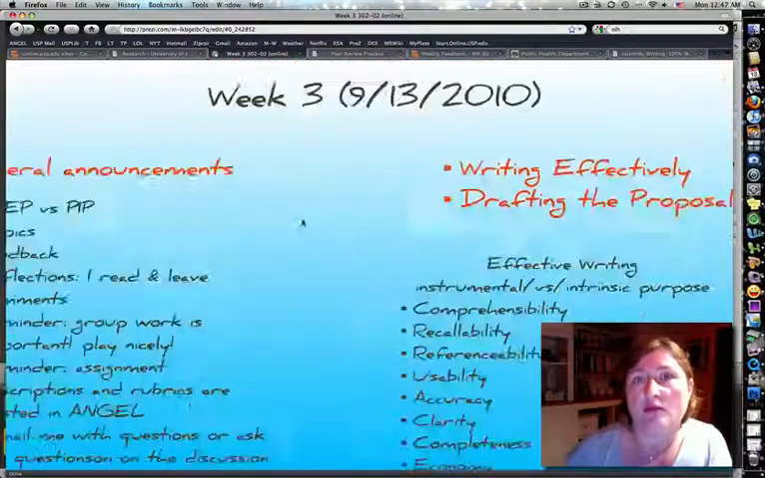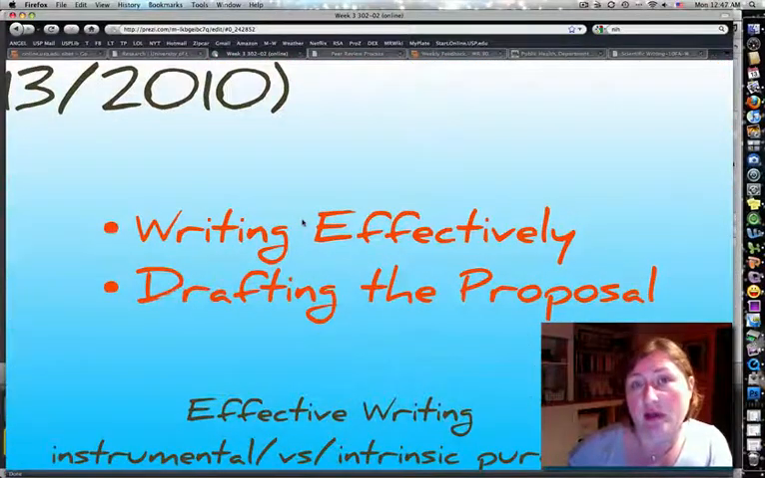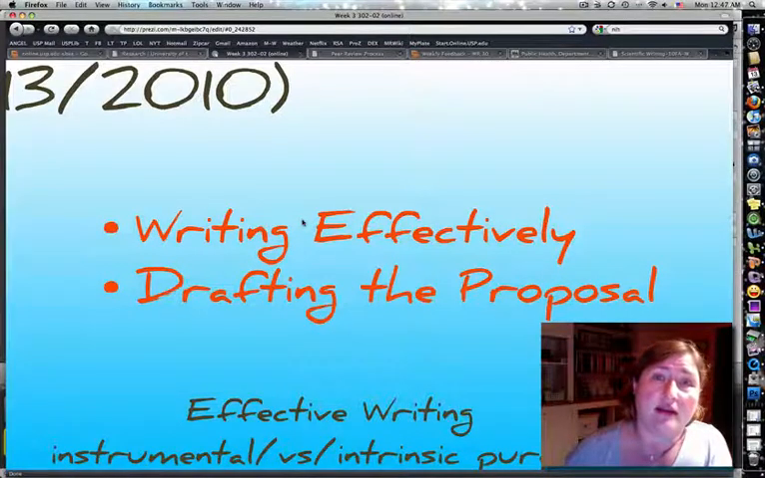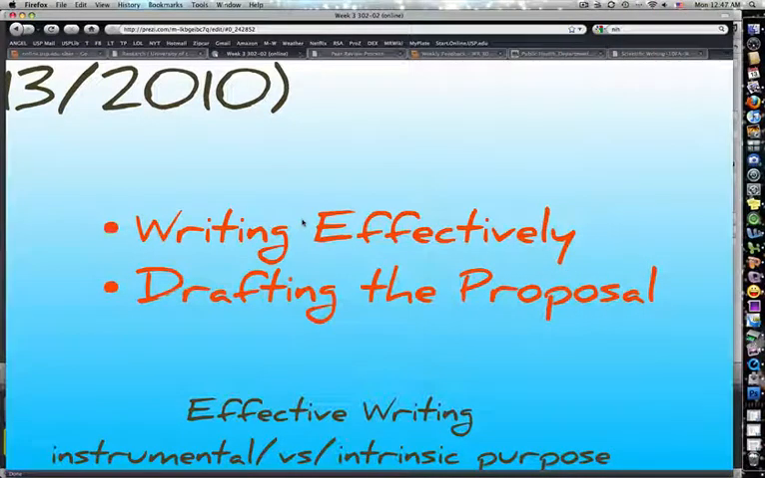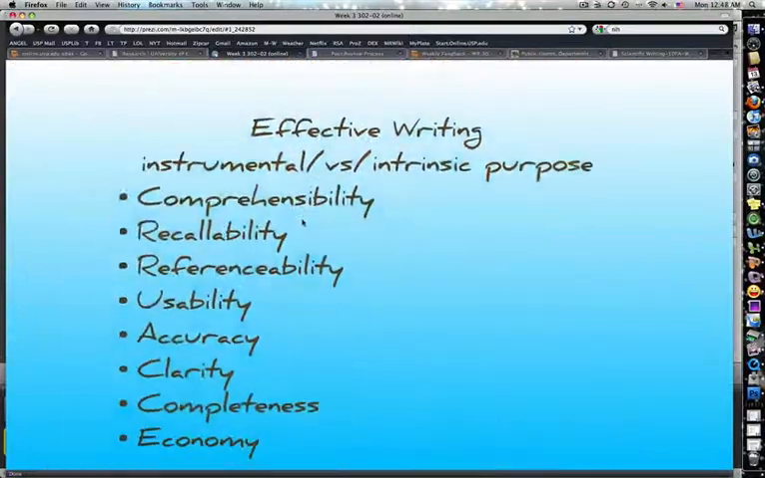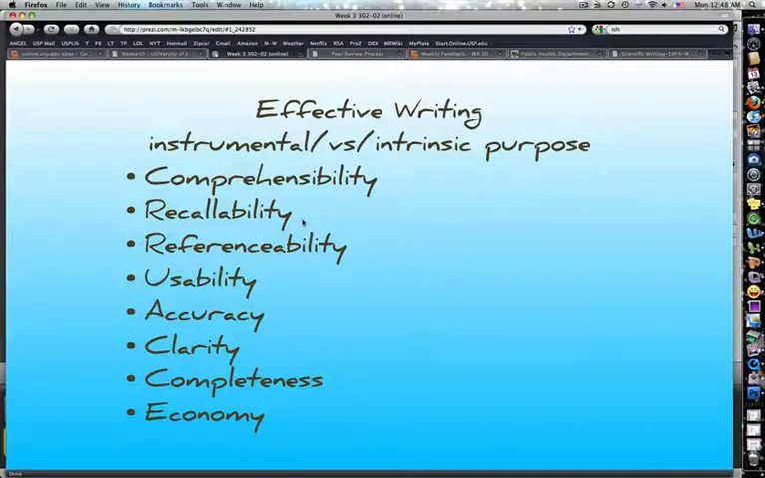Moving on to the tasks for this week, we have 3 of them divided under 2 broad themes. One is writing effectively, and the other is drafting the proposal. So we're starting the actual writing process on the proposal assignment. The effective writing, just a couple of words on the pointers given by Thomas Lang in our book.